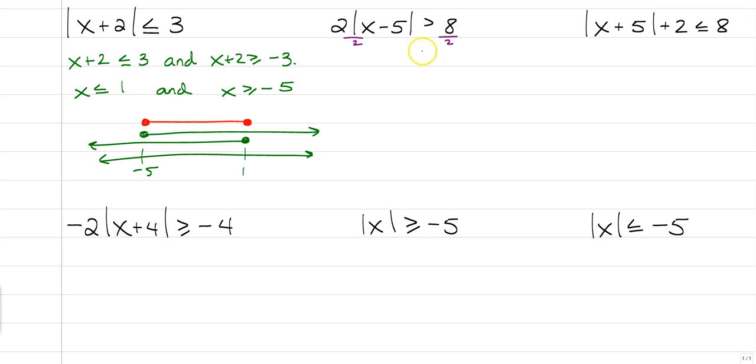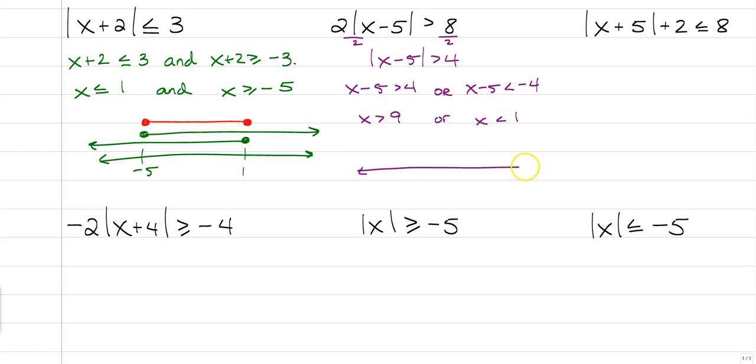Next example, the first thing you have to do is divide by 2, just like we did when we were solving equations. So that's going to give you the absolute value of x minus 5 is greater than 4. Now that we have the absolute value by itself, we have x minus 5 is greater than 4, or, since this is a greater, x minus 5 is less than a negative 4. And just solve again. X has to be greater than 9, or x has to be less than 1 after you add your 5 to both sides.